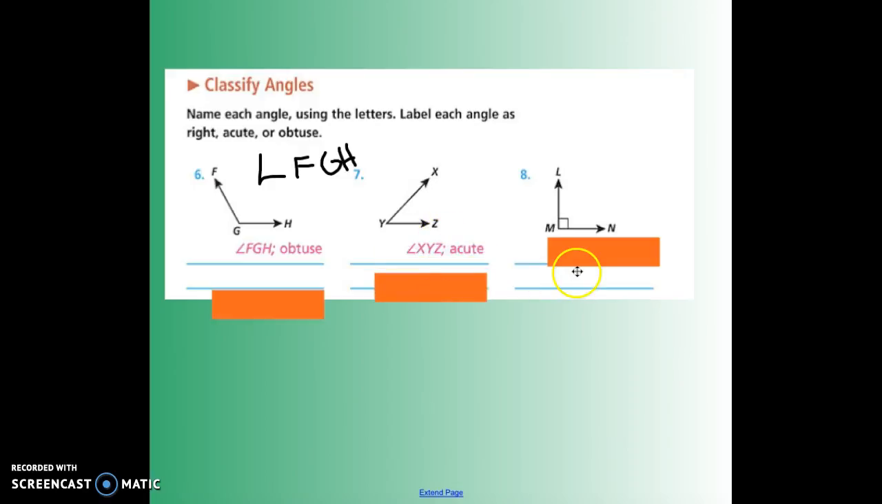And how about this one right here? We see that little mark there in the middle, so I know it's a right angle. That little square tells me it's a right angle, and I'm going to label it as angle LMN. And there we go. So that's how we label angles if we're asked to actually label them.